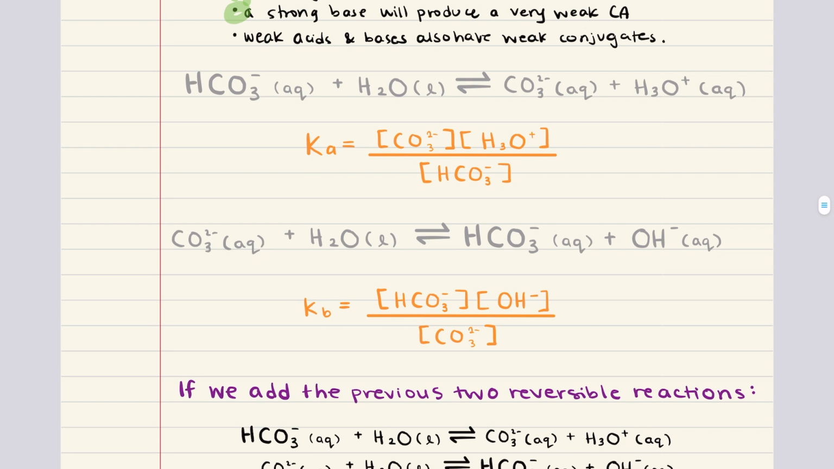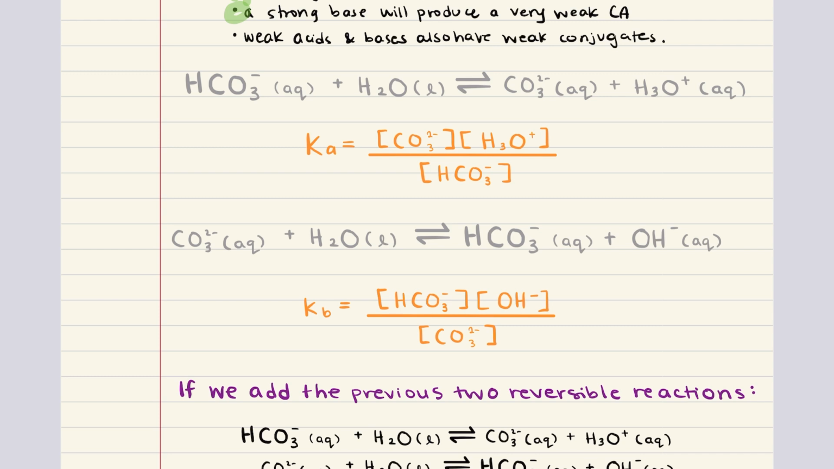Now, there's also an important concept that we need to discuss here. When you have a weak acid dissociating in water, and its conjugate base acting as a base in water, the combined reactions essentially represent the autoionization of water, and the same is true for a weak base and its conjugate acid. Allow me to demonstrate.